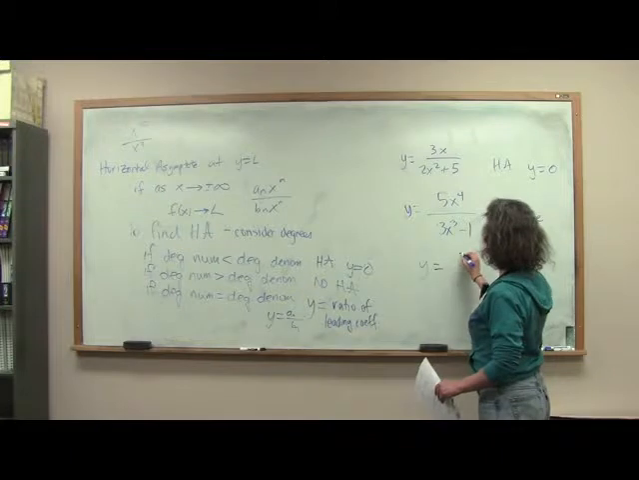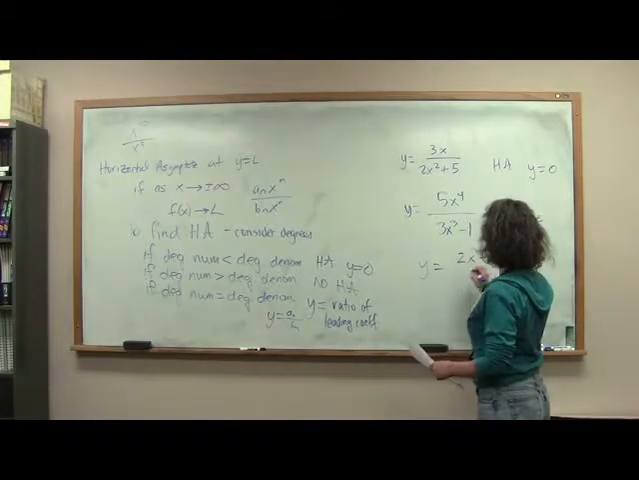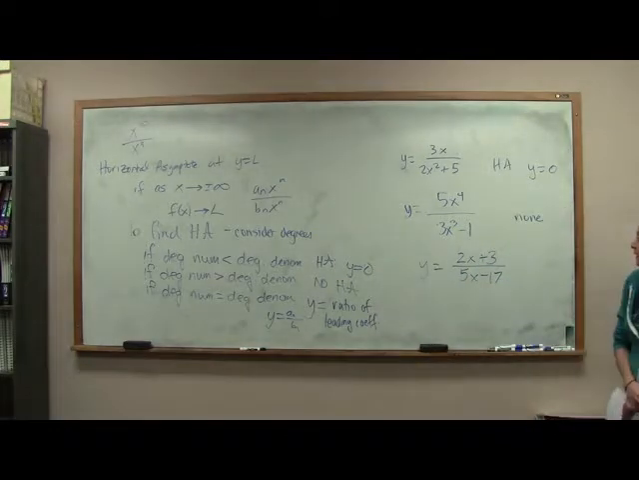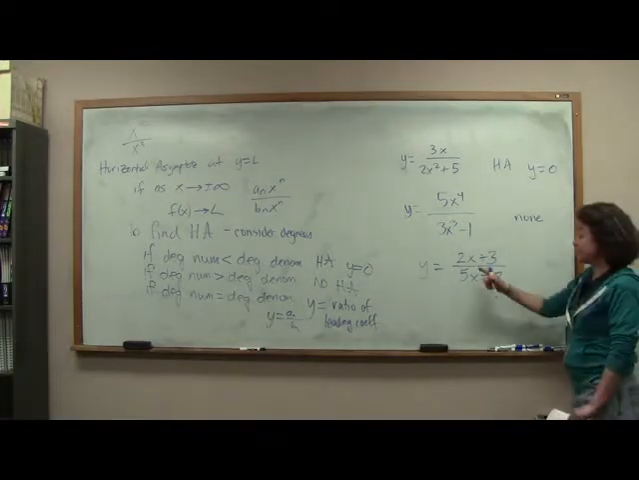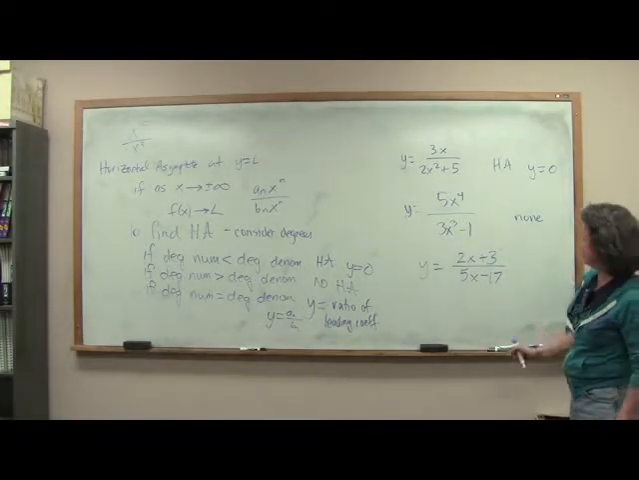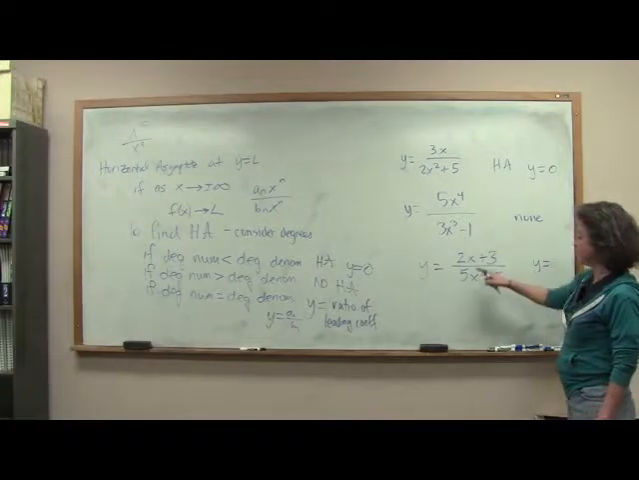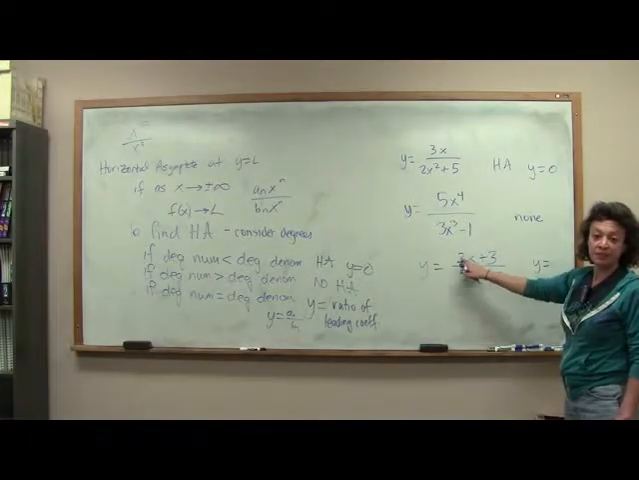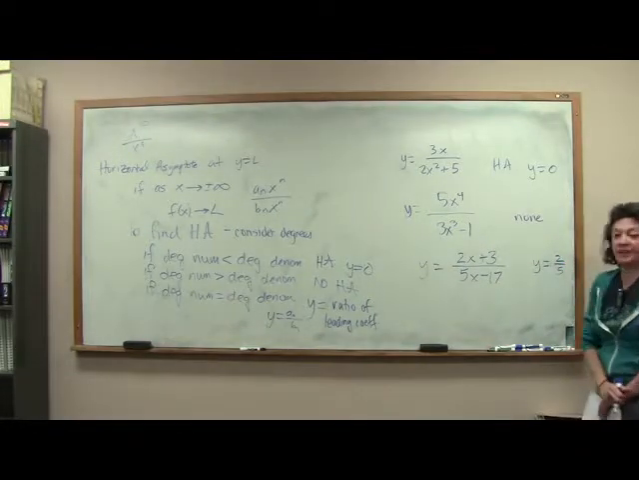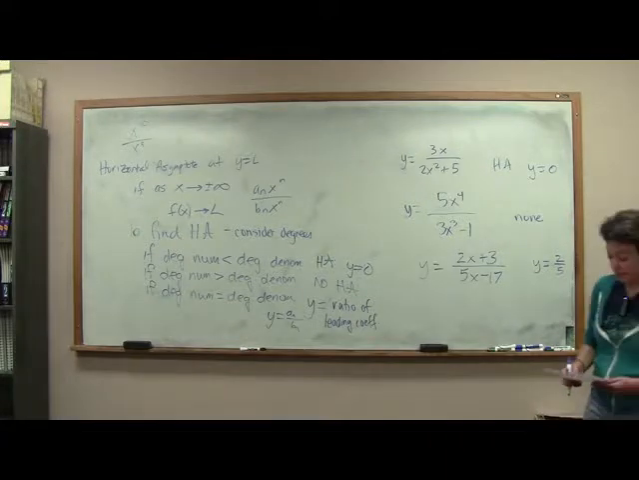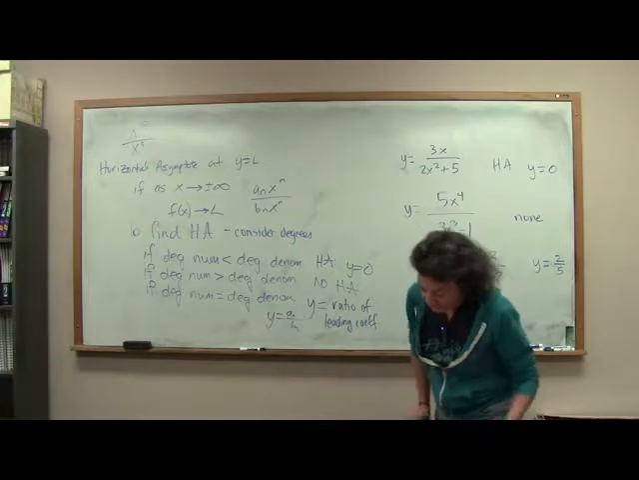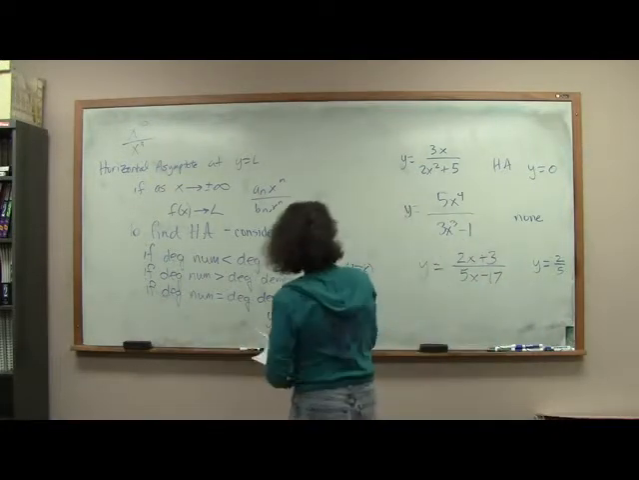All right, what if I have y equals, say, 2x plus 3 over 5x minus 17? Notice here, the degree of my numerator is equal to the degree of my denominator. So my horizontal asymptote is the ratio of the numbers in front. It's the ratio of the leading coefficients, so it's 2/5. All right, so there we have at least this much.